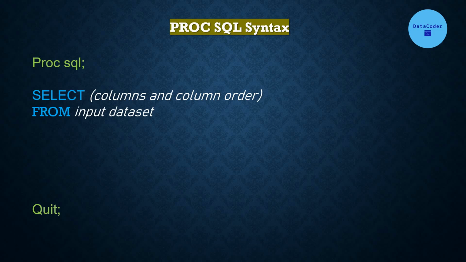In the select statement, we need to select the columns we want to display in our output dataset or output report, and the order in which we want to display those columns. Then next is the from. In the from statement, we mention the input dataset or source dataset that we want to read.